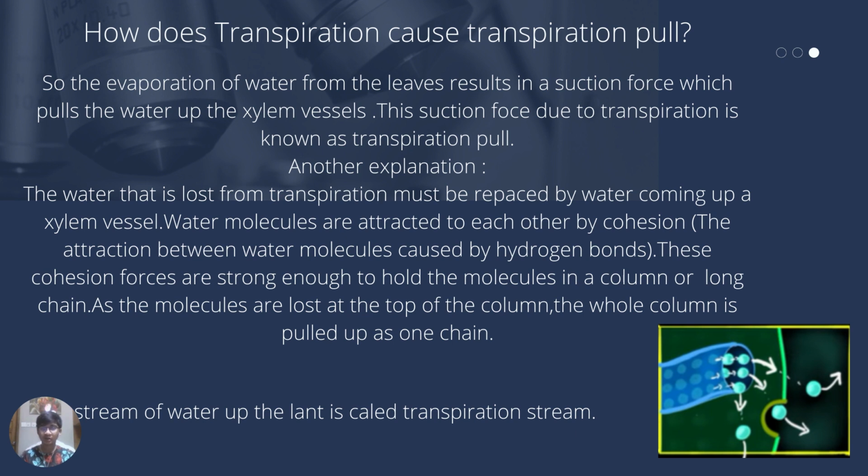as one chain. So in the diagram shown below, what you can see is that the blue vessel-like thing is the xylem vessel, and water vapor molecules are moving out of the stomata, and as they're moving out, they're pulling the column or chain of water upwards in the xylem vessels. Now, the stream of water up the plant is called the transpiration stream.